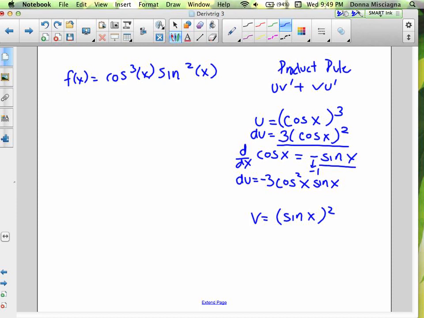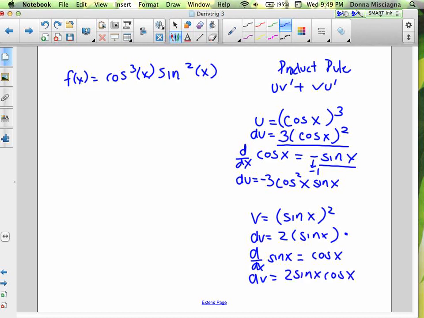Let's do the same thing with the sine squared x. Our derivative is going to be 2 blop, 2 sine x, and then let's take the derivative of the blop. The derivative of sine x is just cosine x. So dv, the final dv, because it's this times that, we have the coefficient 2. So we have 2 sine x cosine x.